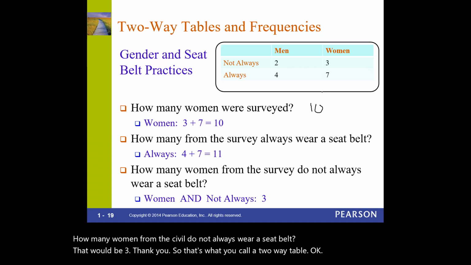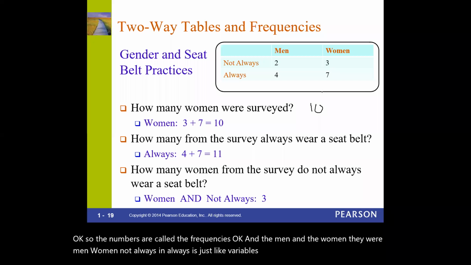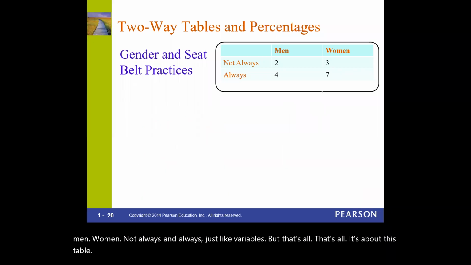The numbers are called the frequencies, and the men and women, not always and always, are just like variables, but that's all there is about this table. We're going to do some more stuff on it.